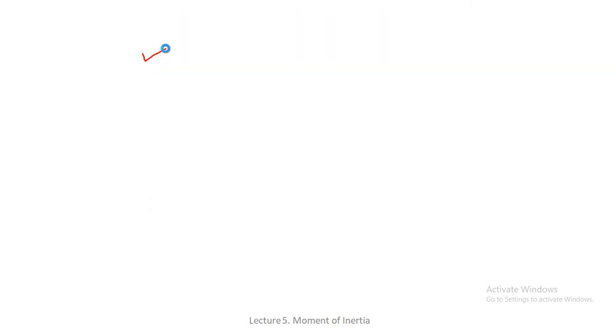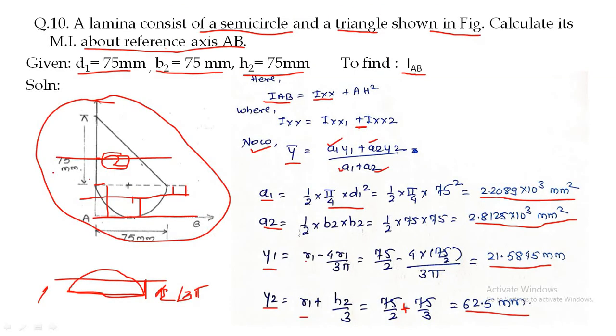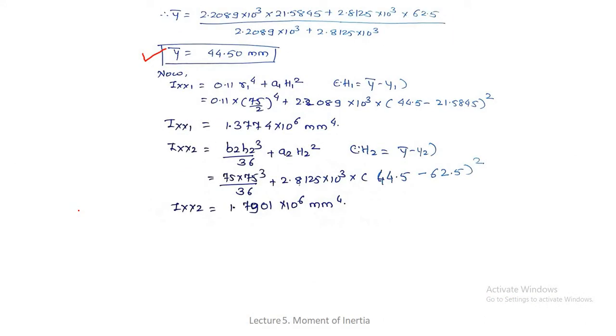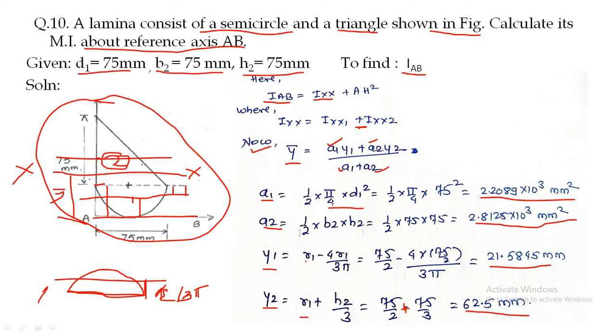So remember what this y bar is. Y bar is the distance of the horizontal central axis of the whole plane from the bottom of our plane. This distance is our y bar. It is denoted by y bar, and this will be equal to 44.50 mm.